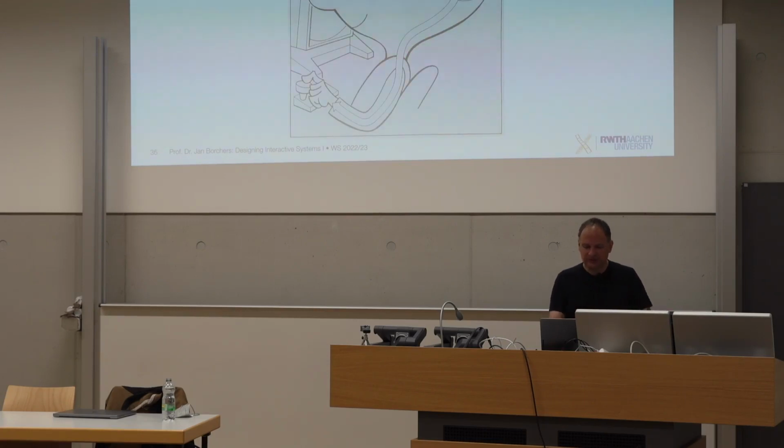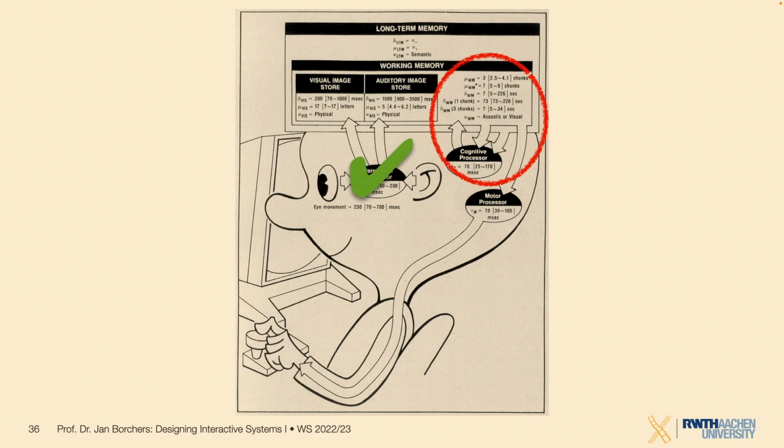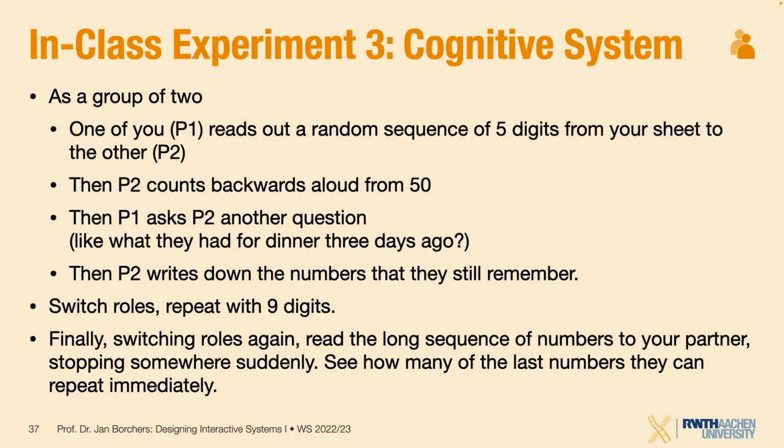All right, so that takes care of the perceptual processor. Now we're going to move on to the next one, the cognitive processor. And for that, we're going to do another experiment. So this is the next experiment.